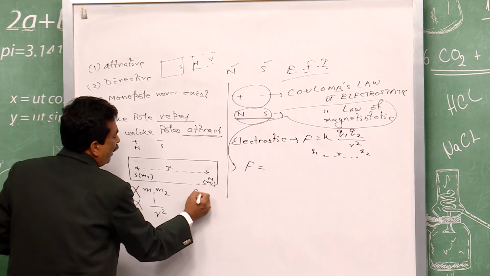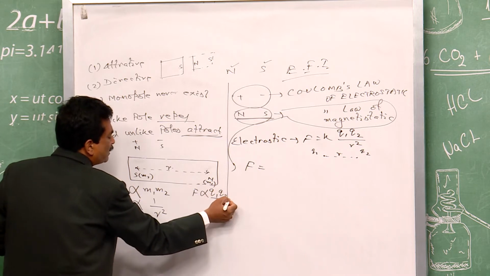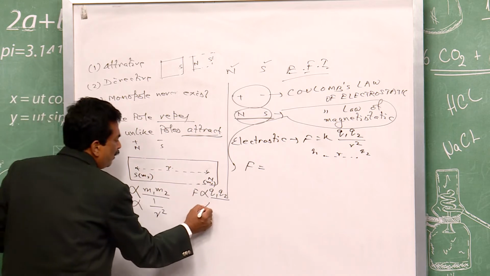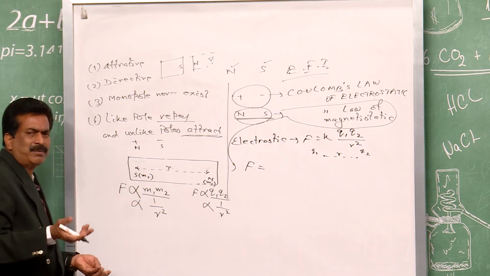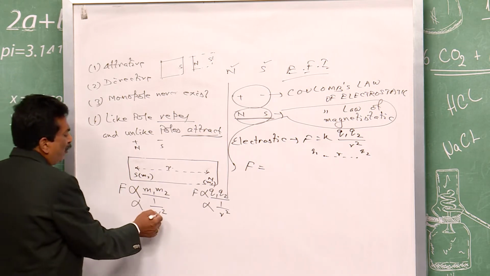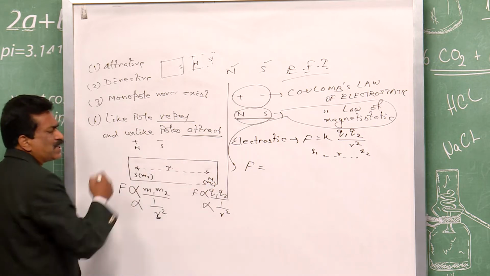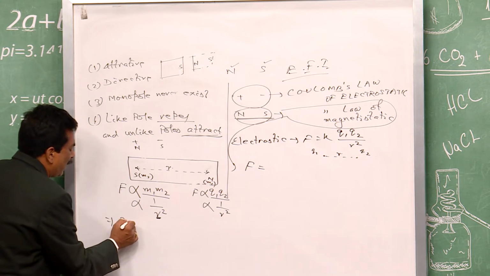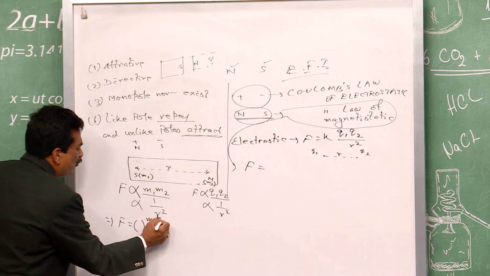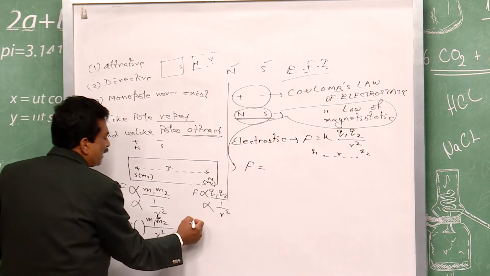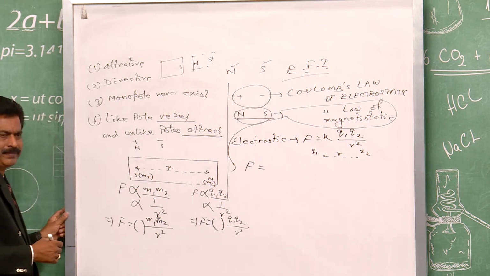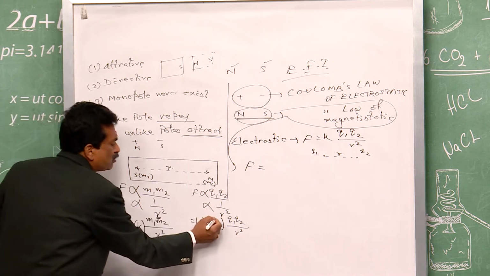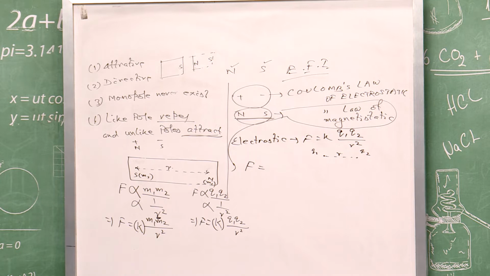For electrostatics, you see F is proportional to Q1 Q2, the product of their charges, and here the product of the pole strengths. And inversely proportional to 1 by r square, here also inversely proportional to 1 by r square. In some books you will have d instead of r, or whatever notation they take, but whatever notation we write here is nothing but the distance between the two poles. Then if we equalize that, F is equal to some constant times M1 M2 by r square. Likewise, there F is equal to some constant times Q1 Q2 by R square. And here that constant is K, there also the constant we have taken as K, where K is known as the proportionality constant.